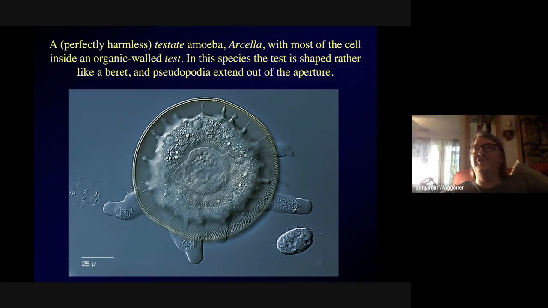Think of an amoeba smoking a foul cigarette and saying, if we do the philosophy, we conclude the existentialism. That's Arcella right there.